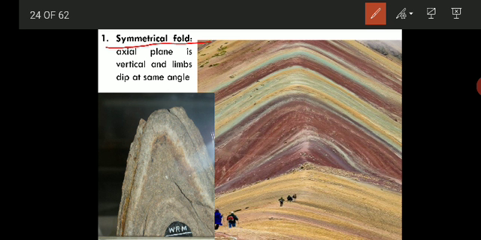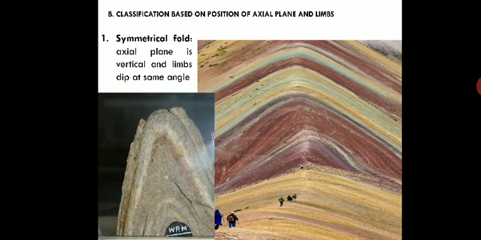So symmetrical fold is one where the axial plane is essentially vertical. You can see here the axial plane is vertical and the two limbs dip away from each other at the same angle, okay, but in the opposite direction. So the angle of the limbs is the same but in opposite direction. So that is called the symmetrical fold. So this is the axial plane.